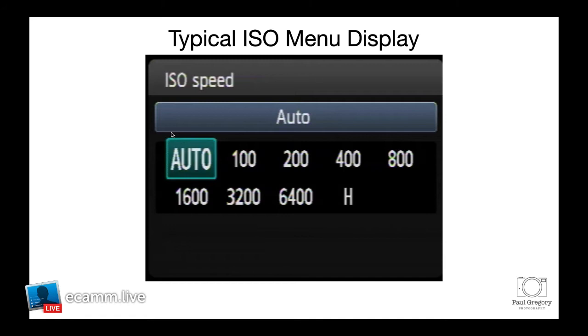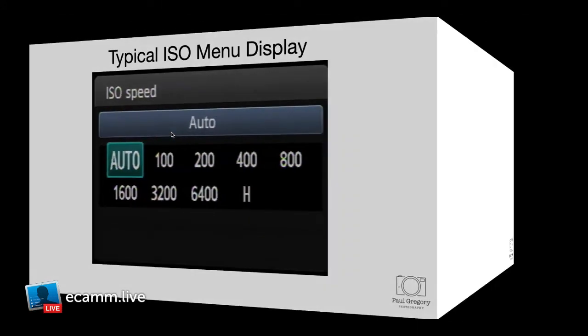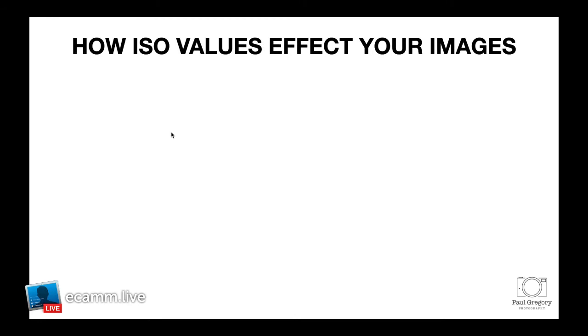It's all good. So, 100, 200, 400, 800, 1600, 3200, 6400. What does it mean? Yeah? It means a blank screen. So ISO values affect your images. Okay? So we have a little list here.